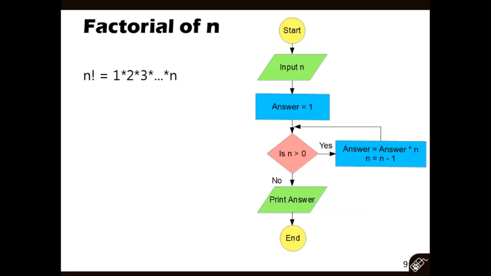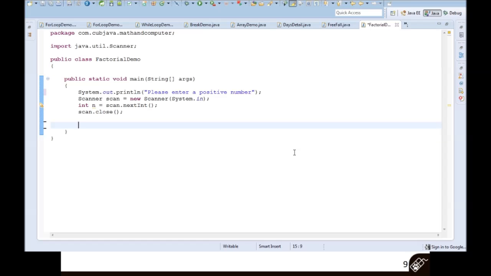Now what's next? Our next step is to set up an answer variable and initialize it to 1. So we'll do that: int answer equals 1. Least possible value of n factorial. And then do you remember what to do? We're asking the question whether n is less than 0.